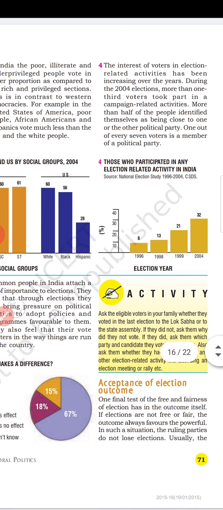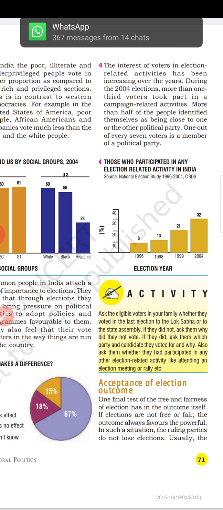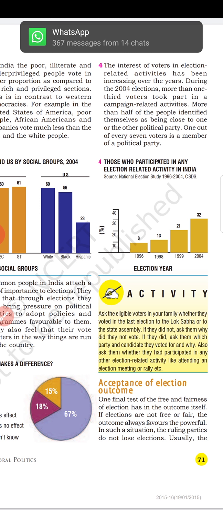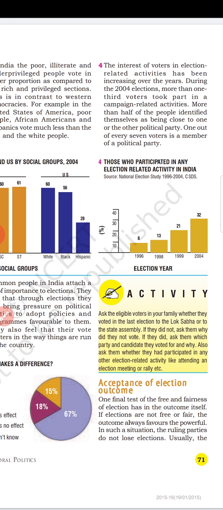So the fourth point is the interest of voters in election related activities has been increasing over the years. During the 2004 elections, more than one third voters took part in campaign related activities. More than half of the people identified themselves as being close to one or the other political party. One out of every seven voters is a member of a political party.